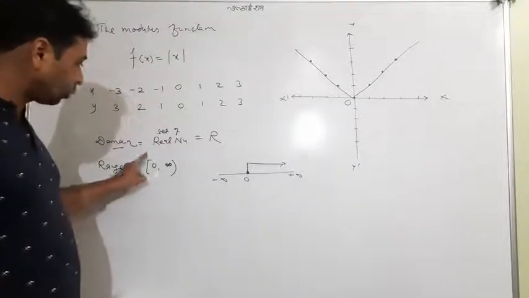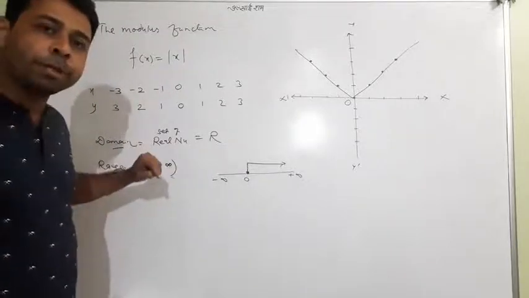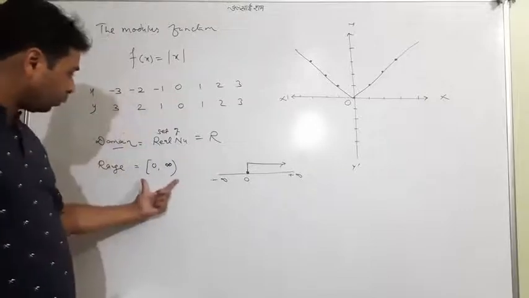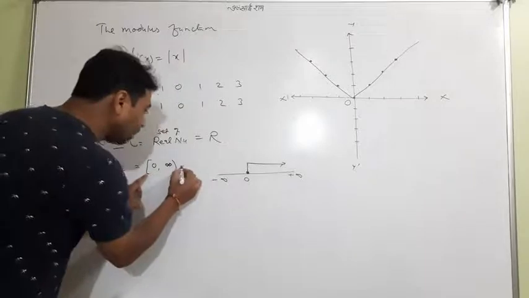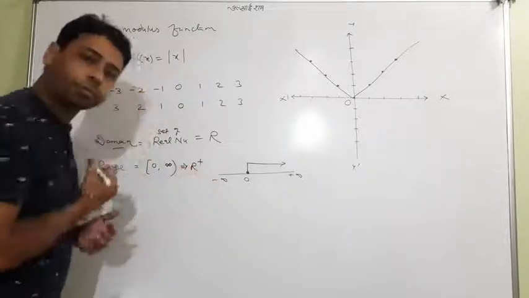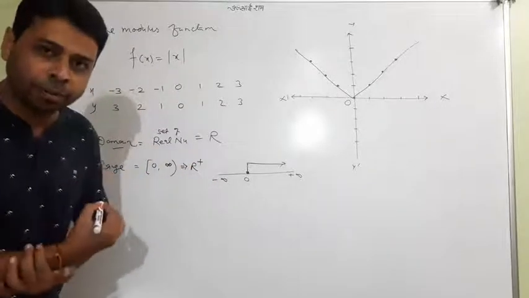I taught you this is closed and this is open, semi-closed, semi-open. In this concept you will get that the range is a positive real number. It's also called positive real number. Sometimes in some books it is like that: non-negative real number or positive real number.